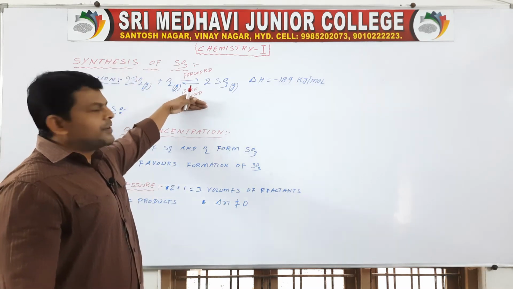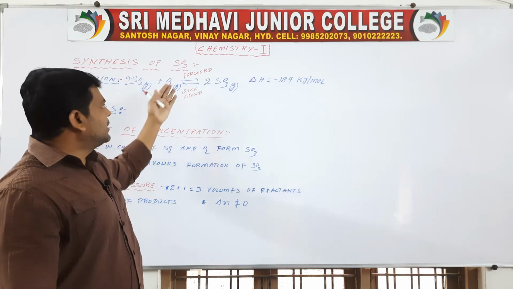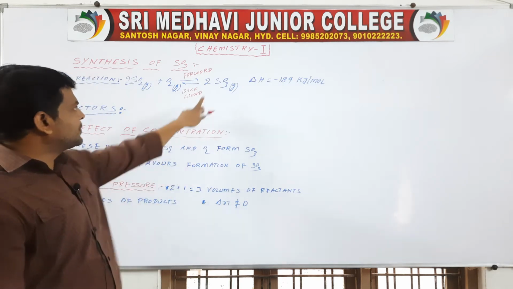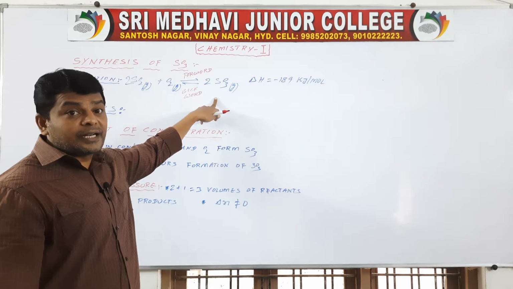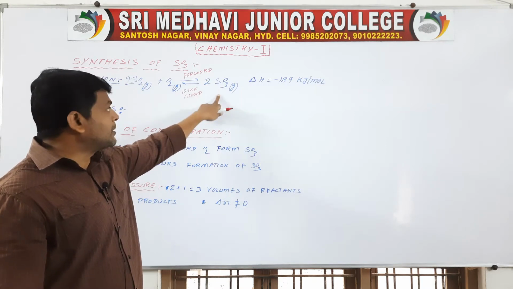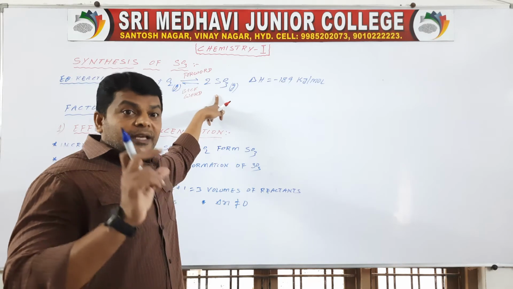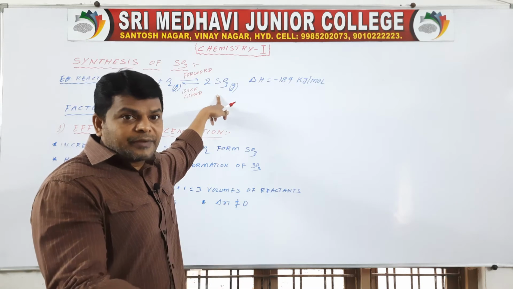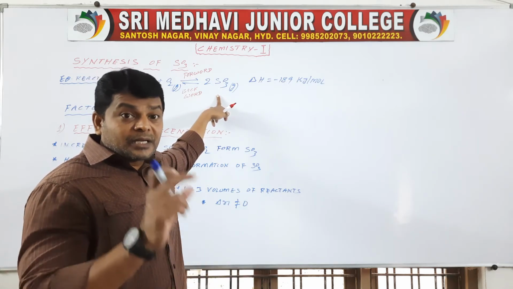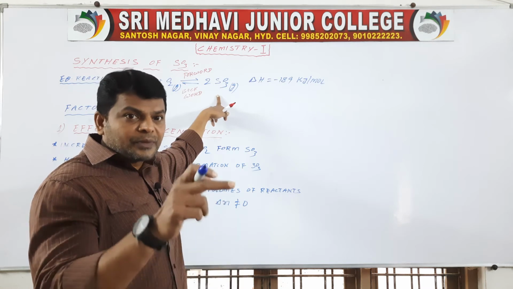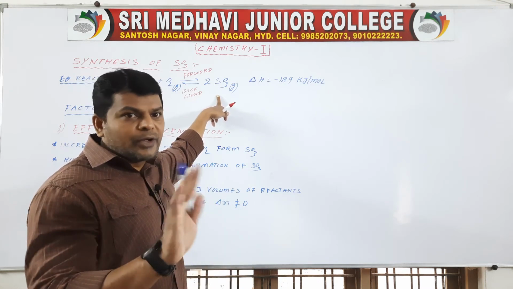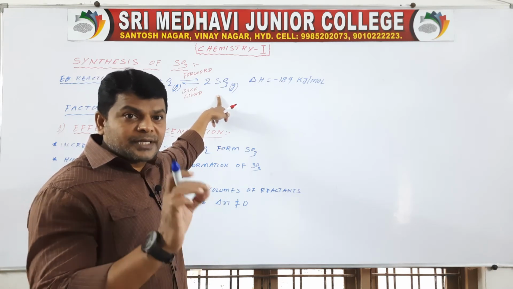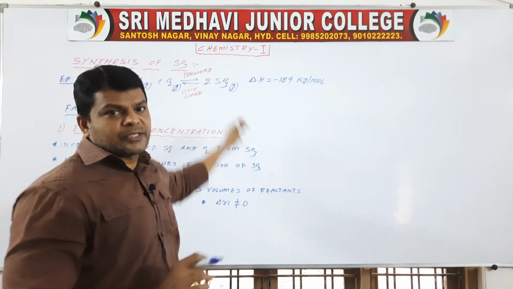So if you increase pressure, the equilibrium position shifts to the decreasing volume side. Decreasing volume side means the product side. So high pressure is favorable for the formation of sulfur trioxide. But if you use high pressure, then the tower used in the synthesis of SO3 is damaged. So we are not going to use high pressure. A pressure of 1.5 to 1.7 atmospheres favors the formation of SO3.